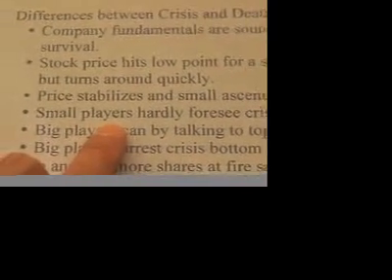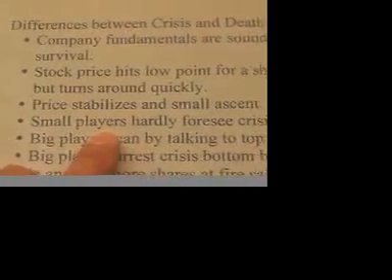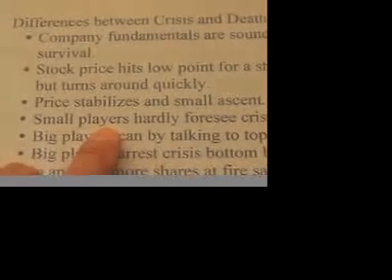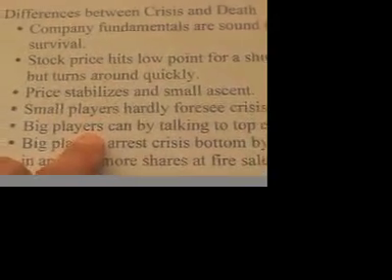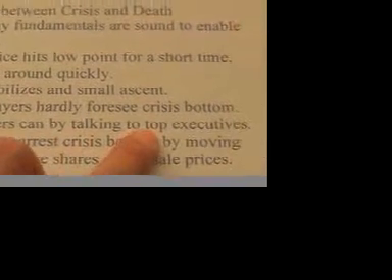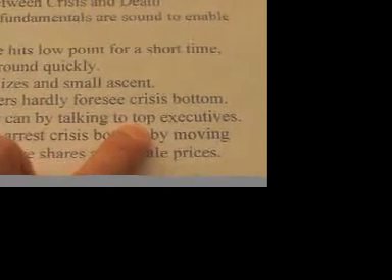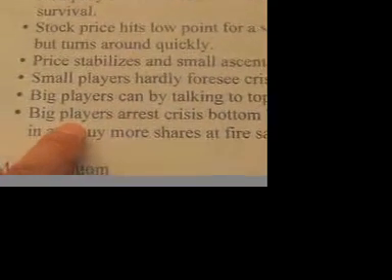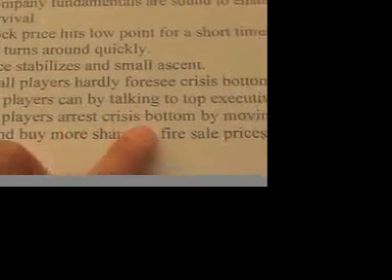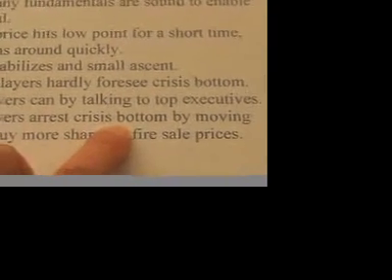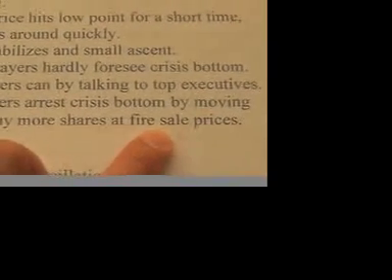The small players can never know in advance what the crisis bottom is, because what they do is to read the reports, which are usually out of date, and the reports don't show the company's fundamentals that well. However, for big players, all they need is to pick up the phone or talk to the top executives who are their friends and pals, and they will find out everything about the companies, their cash holdings, etc. And if they are sure that the companies can survive, then the big players will try to move in. They will try to arrest the crisis bottom when the price becomes very low. They are moving in and buy more shares at fire sale prices because at that time the price is so attractive.